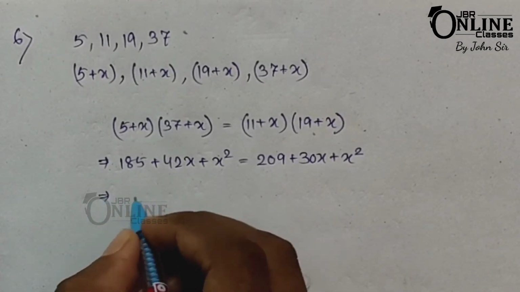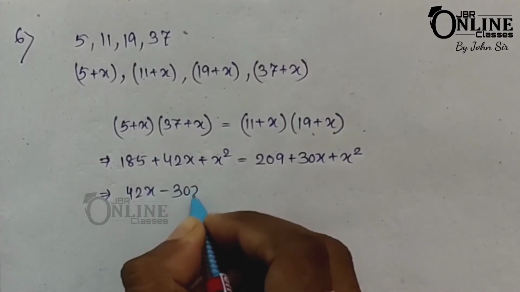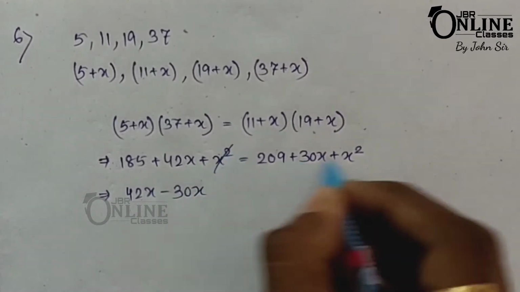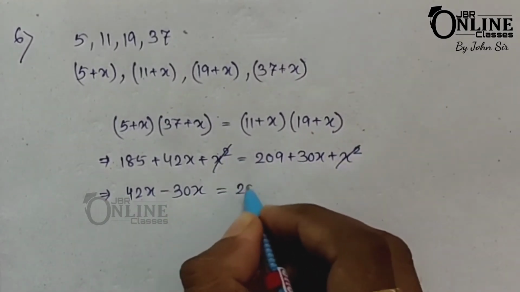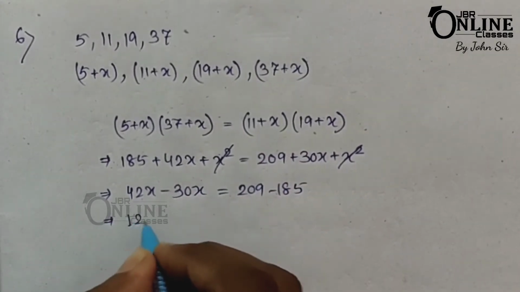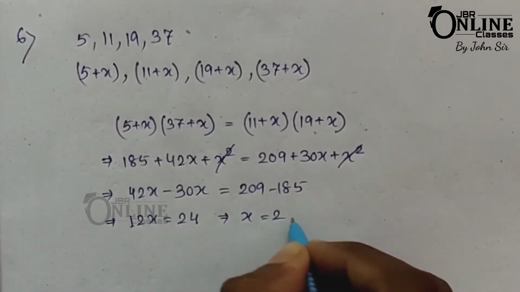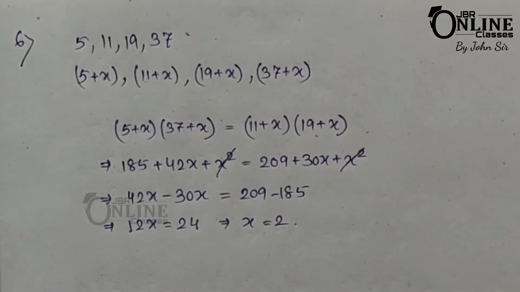So finally we will get 42x minus 30x, x square cancels out, and that equals 209 minus 185. So here 12x equals 24, and from that x equals 2. Okay, so here the answer is 2.